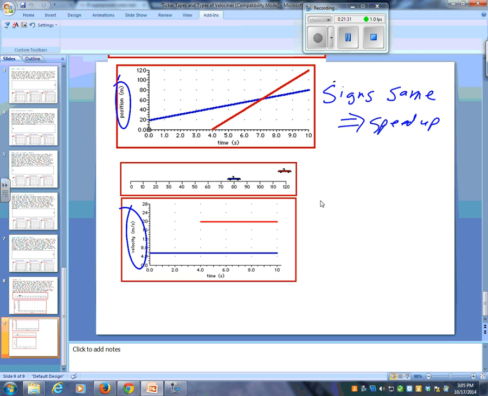Signs are the same, which means speeding up. Signs are the same as speeding up. That could be either positive, positive, or it could mean negative, negative, right? If the signs are opposite, like positive, negative, or negative, positive, that means slowing down.